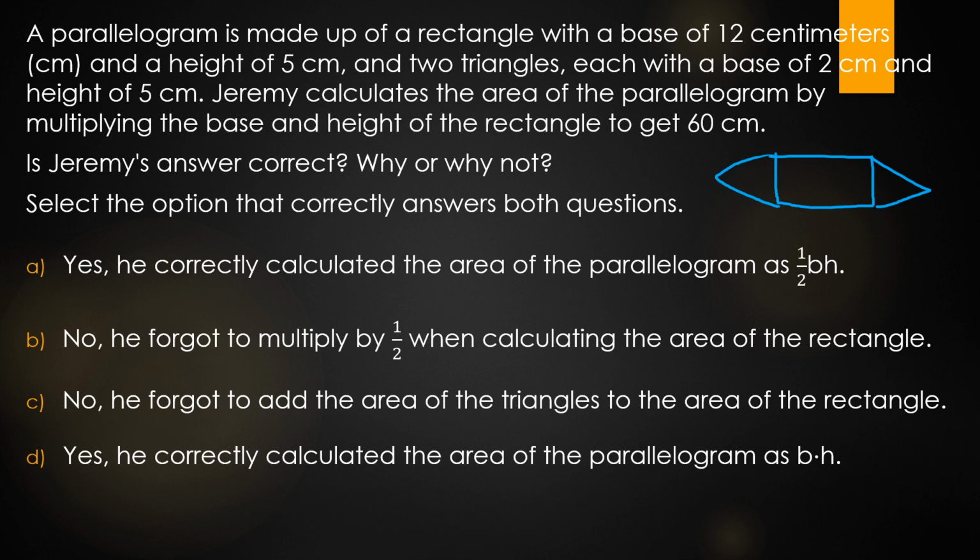So he multiplies the rectangle and gets 60 centimeters. And that's correct because here would be 12 and 5. So 12 times 5 would give me 60. And he says that's his final answer. However, what about these triangles on the end here? He's forgetting to find the area of those triangles and figure out, well, what's the area of those? I have to add that to it.